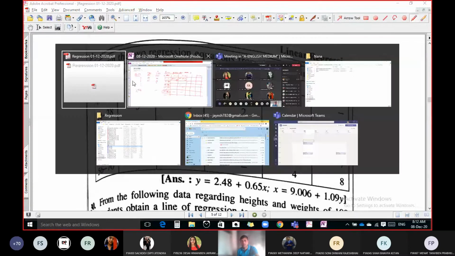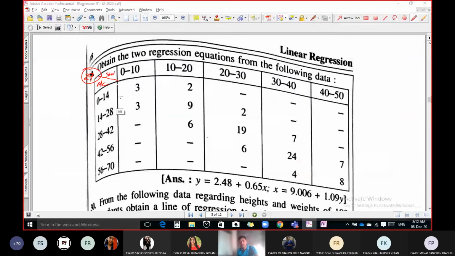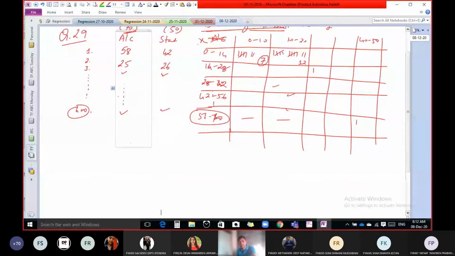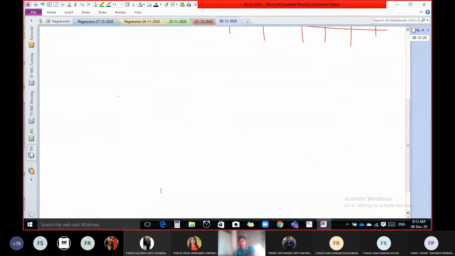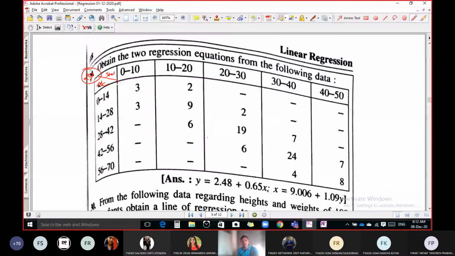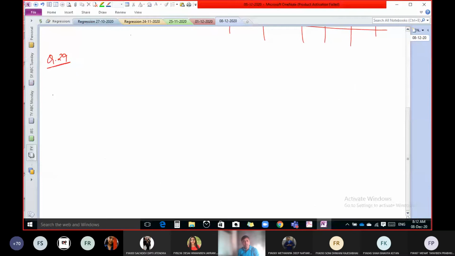So how to find out the answer? First thing, this is a slightly lengthy question. We require a lot of calculation here. Question number 29. Now, marks in accountancy, you can consider this as x and this one is y. So we have data for x and y.